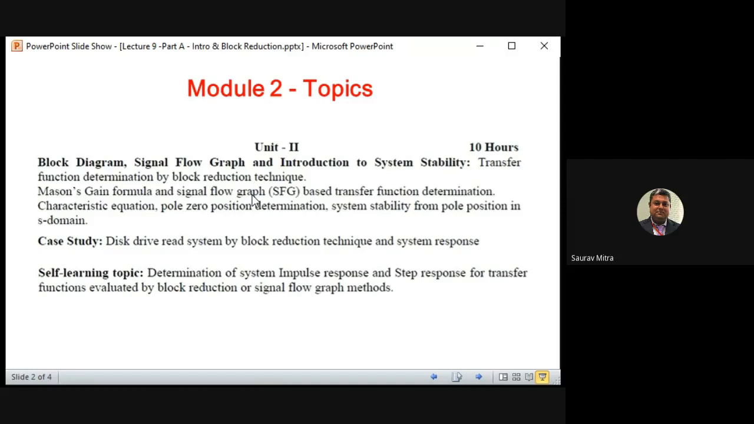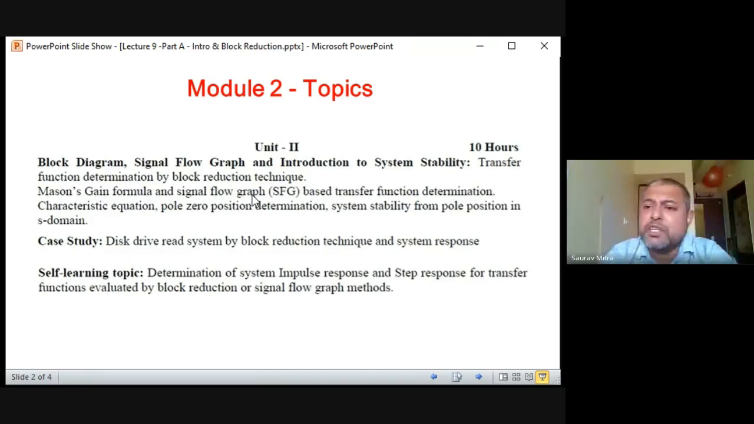Whenever a step signal is given to the system, the step signal is u(t), and its Laplace transform is 1/s. Whenever a step signal is given at the input to the system, whatever output we obtain from the same system is called the step response. So after finding the transfer function, we can find out the impulse response and the step response of the given system. Those are self-learning topics.